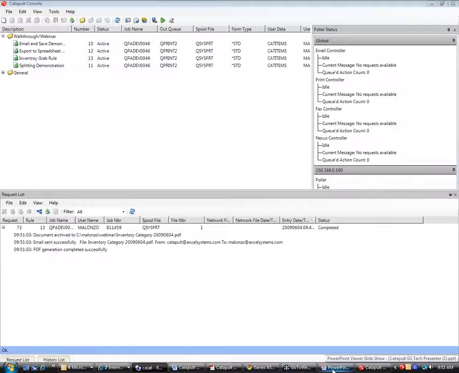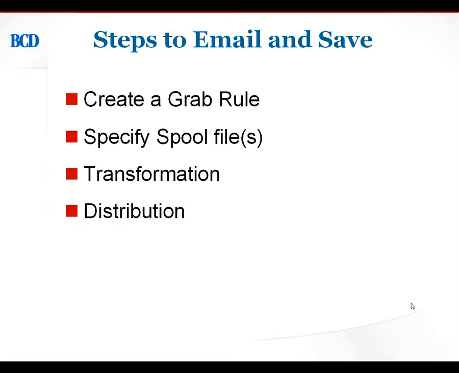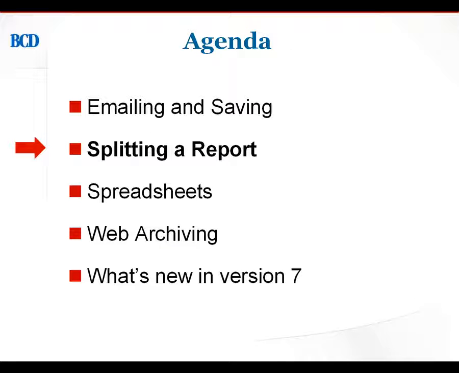So we've emailed and saved. The next step on the agenda is to split a report. So that's a request that comes up quite a bit, is taking a large spool file and bursting it into separate segments, which then can be distributed to different users.